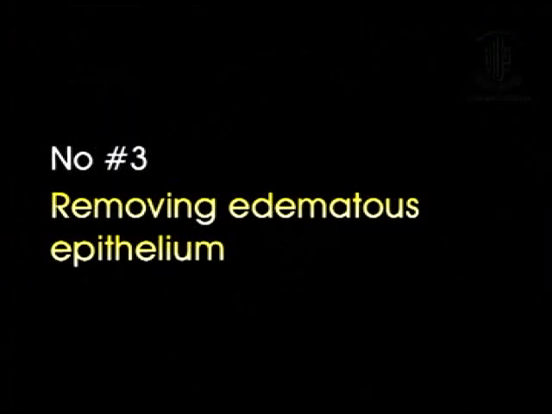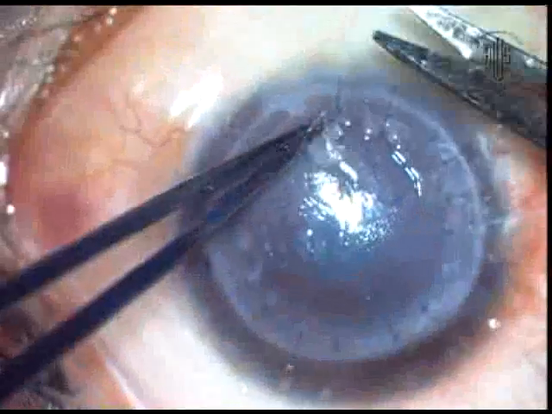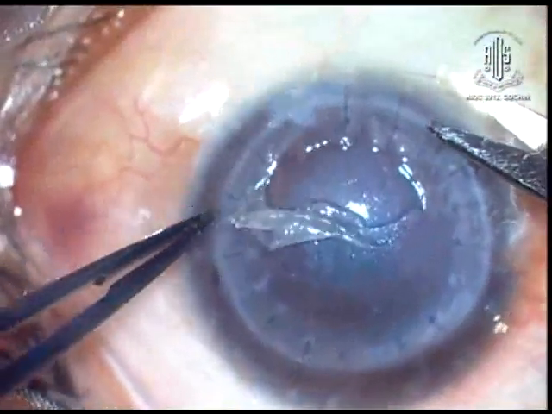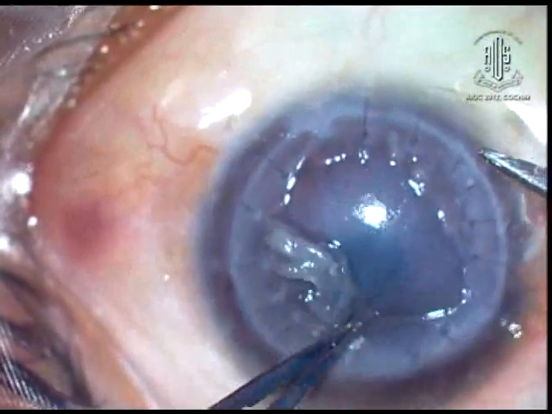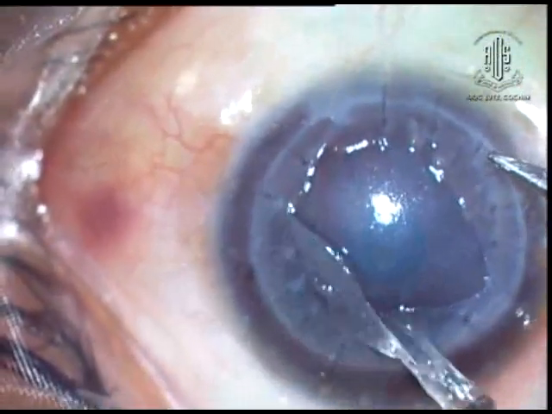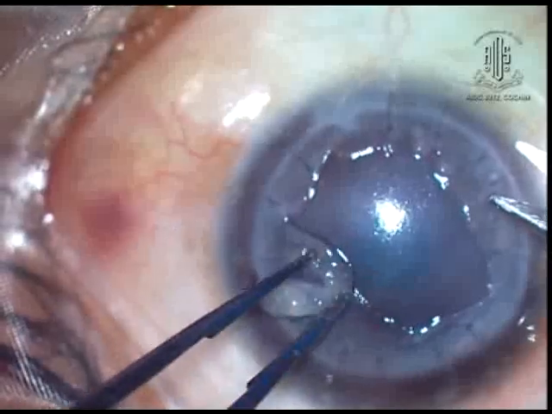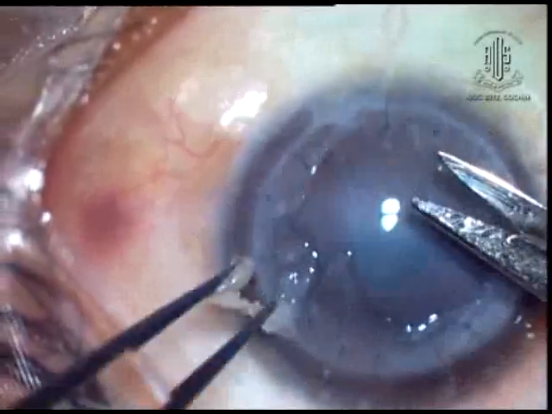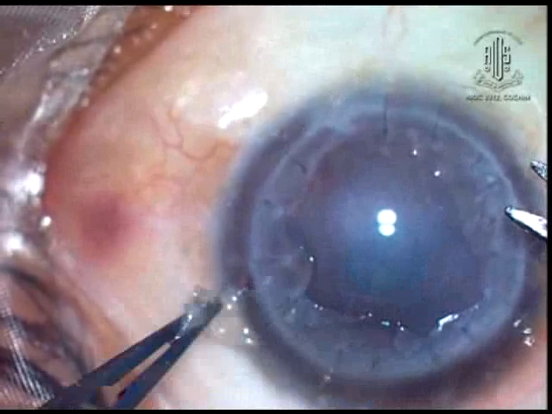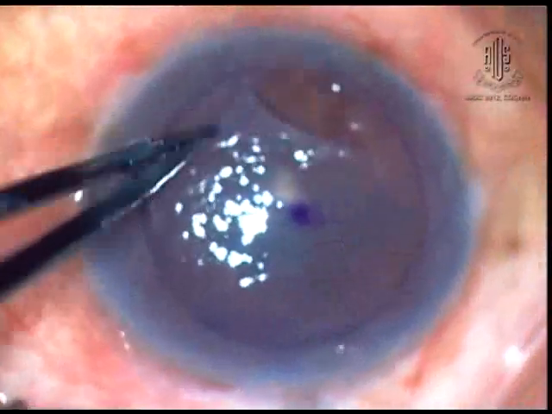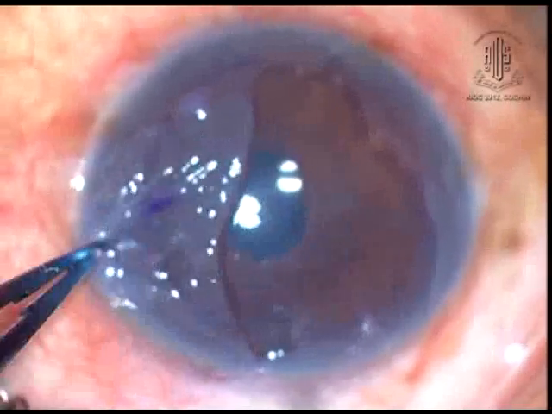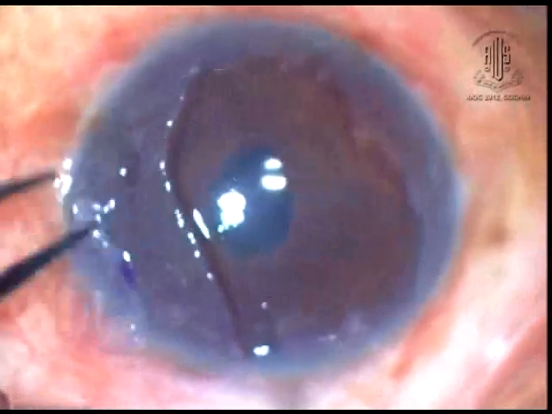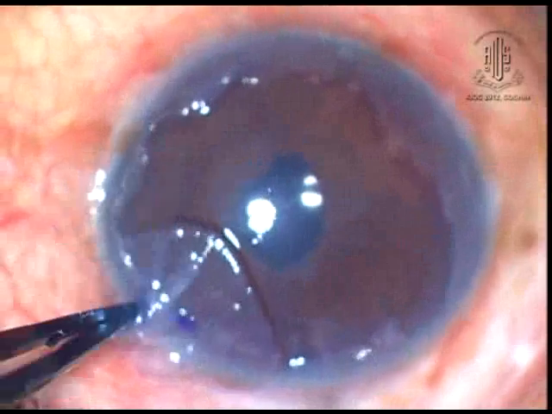Number 3. Removing the edematous epithelium. It is required for better visibility. A tricky situation. Always remove epithelium from inside the host graft junction. Do not remove the suture during surgery when epithelium is removed. Again, there will be chance of wound dehiscence. In contrast, in DSAEK in plain cases, one can remove the edematous epithelium freely till the limbus is reached.